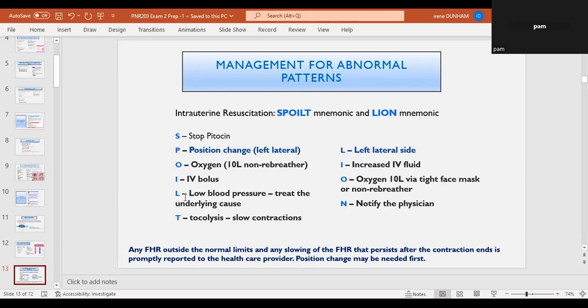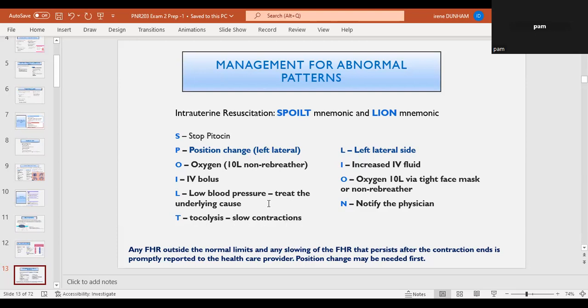And then L would be low blood pressure. I'm going to treat the underlying cause. Usually you give an IV bolus, you have oxygen, and get her on the left side, and you can usually get that blood pressure to come back up. And then if I need to, guys, I can give her a tocolytic. What that does is slow my contractions down. Maybe she got hyperstimulated or she came in with hyperstimulation contractions and the baby's not tolerating those contractions every minute and a half. So I'm going to give her tocolysis, which could be some terbutaline.